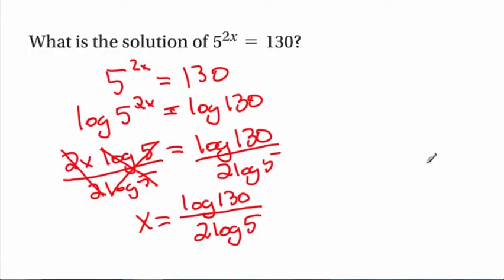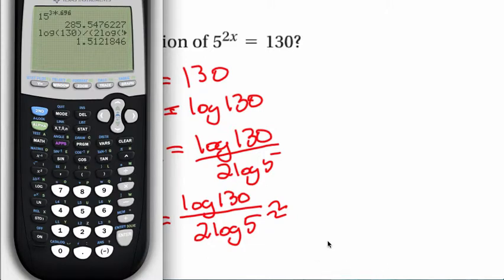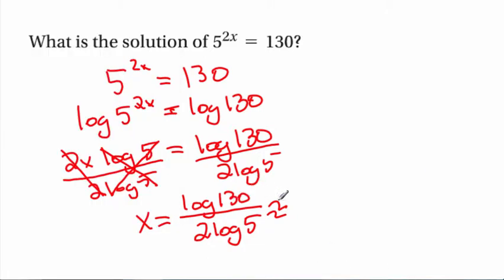So this means that x is going to be about 1.512. So x is going to be close to 1.512. Okay, remember I want to see the wavy equals when you round.